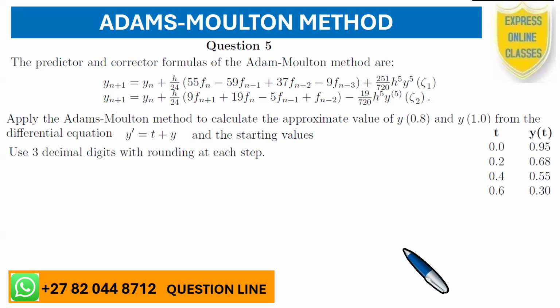So we have another question which is not going to take us very long. It's different from the one we looked at last time on the predictor corrector formulas of the Adams-Moulton method. And so we have, for instance, yn plus 1, which is the predictor corrector.